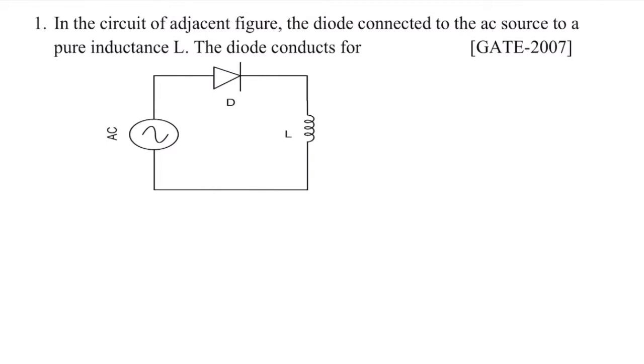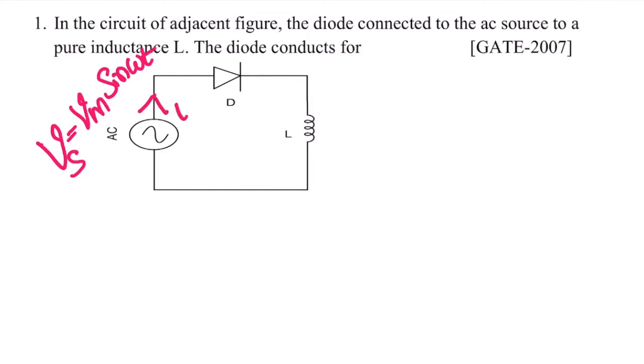The circuit of the adjacent figure: the diode is connected to an AC source and a pure inductance L. The diode conducts for what period? This is the question given in GATE 2007. The given supply voltage is AC, which can be represented as Vm sine omega t.